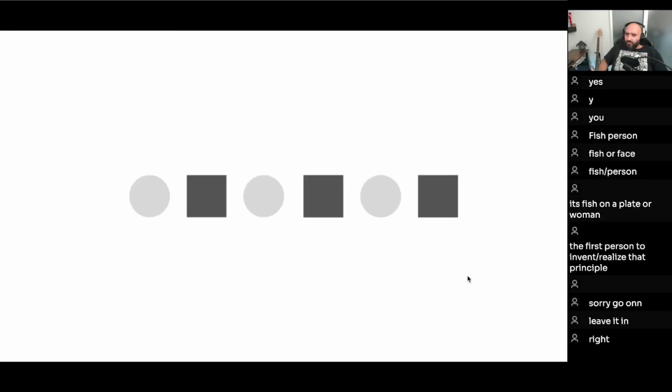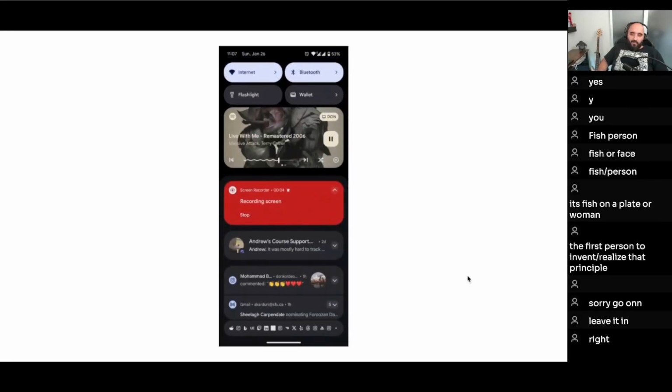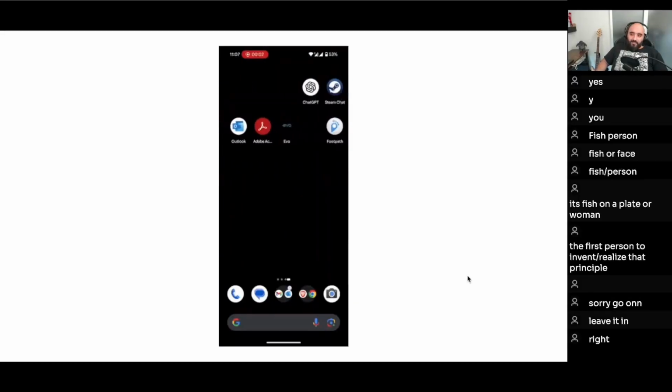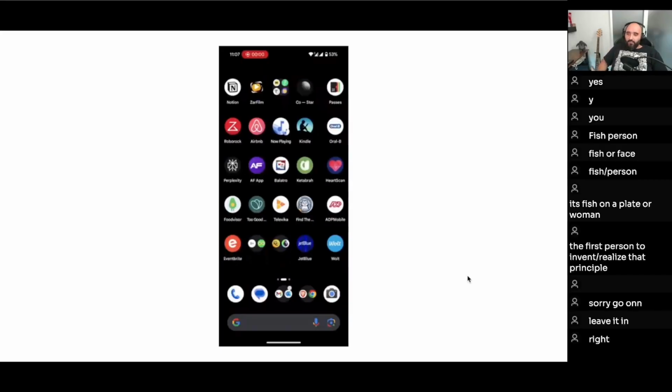And common fate is really interesting. When you have this sort of animation, you can perceive these as a whole, even though in the beginning they were in a row. But now that they move together, you see them as a group. This is a very used design principle. It's very prevalent in the interfaces that you do.